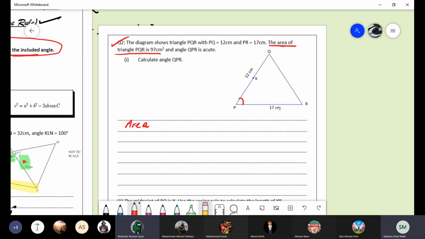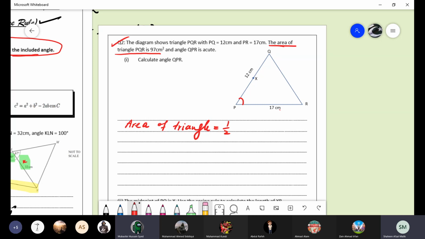We will write the formula for the area of a triangle. What is the formula for the area of a triangle? Area of triangle is equal to 1/2 multiplied by base times height. Not base and height, because it's not a right angle triangle. The formula is 1/2 times length times length multiplied by sine of the included angle.